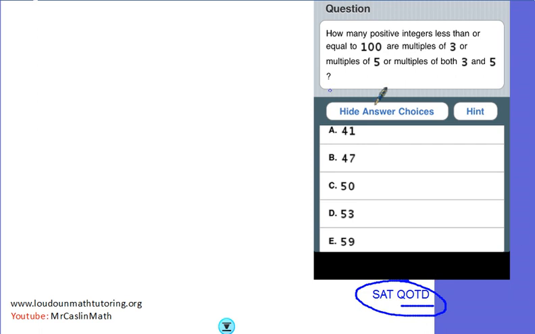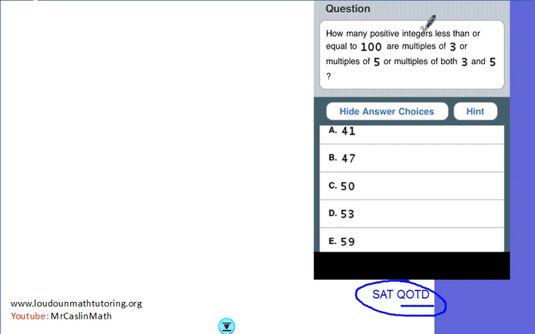Now, this problem is testing your knowledge of integers. Integers are numbers that don't have any fractional or decimal part to it. SAT seems to have a fair number of questions on integers and your knowledge of them and of multiples and factors and such. So this is an example right here. How many positive integers less than or equal to 100 are multiples of 3, or multiples of 5, or multiples of both 3 and 5?